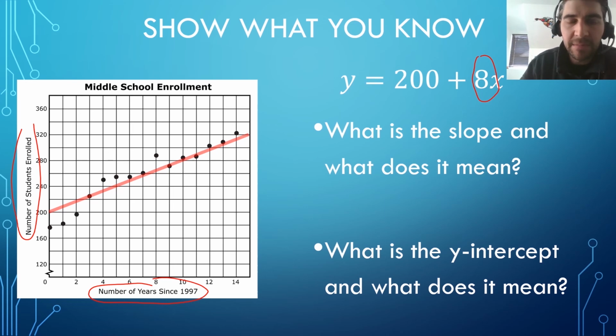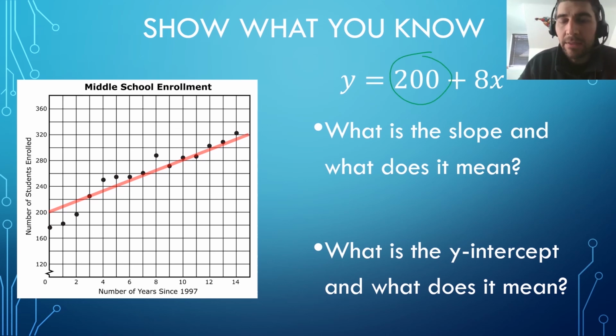And you can see from the data that there are some years where there was more than 8 and some years that there were less than 8 extra students enrolled. What about the y-intercept? In this case, the y-intercept is 200. That represents time 0, or where it intersects with the y-axis. 200 would be the number of students enrolled at the year 1997, since 1997 is 0 years from 1997.